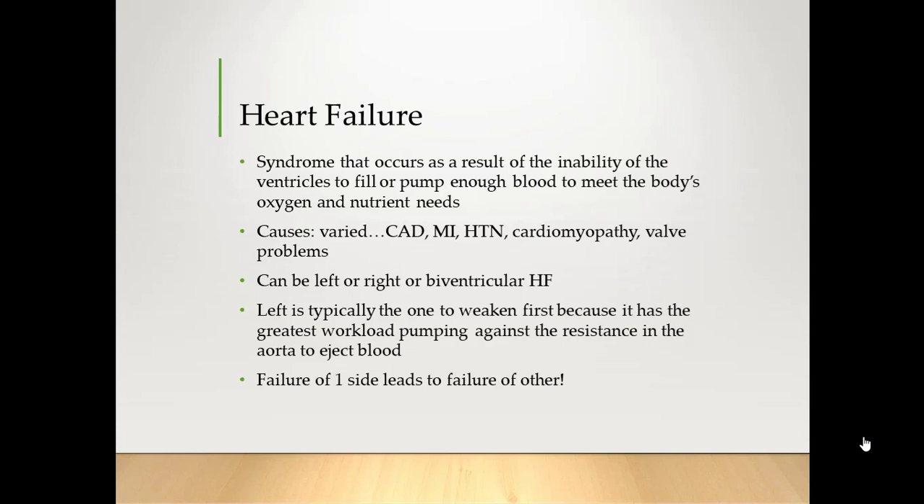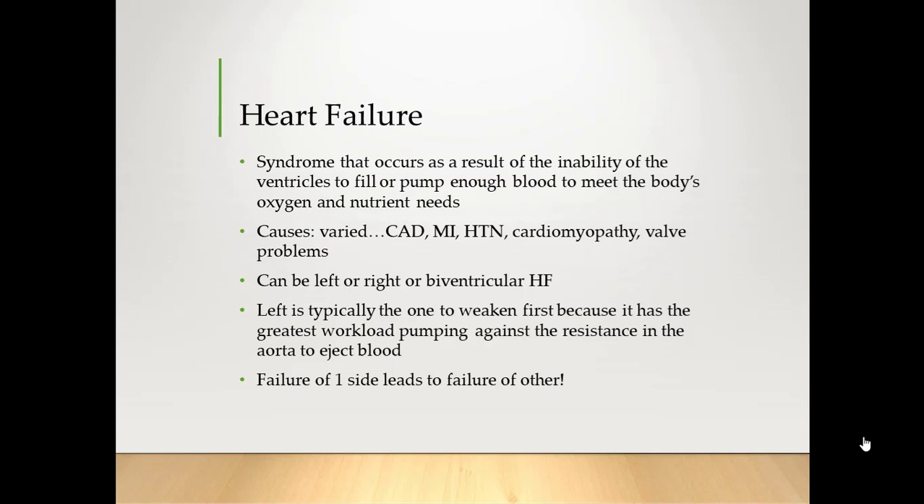Oh, there's thrombophlebitis in my notes. All right, heart failure. Heart failure is basically when the ventricles can't fill and they can't pump effectively enough to meet all of the body's oxygen and nutrient requirements.